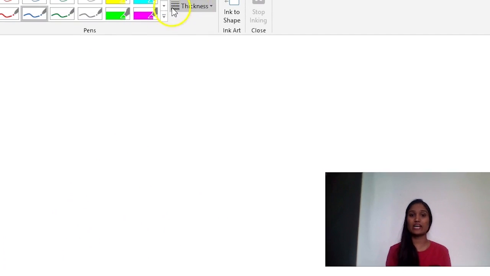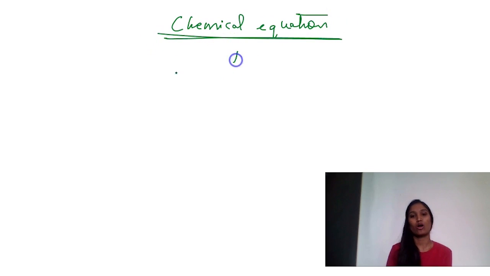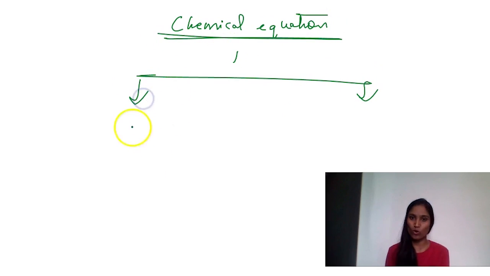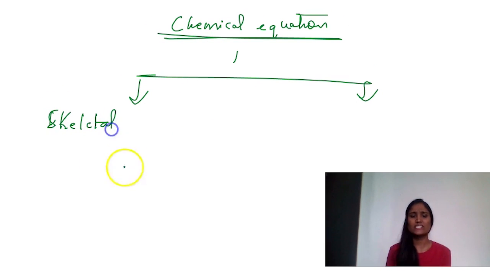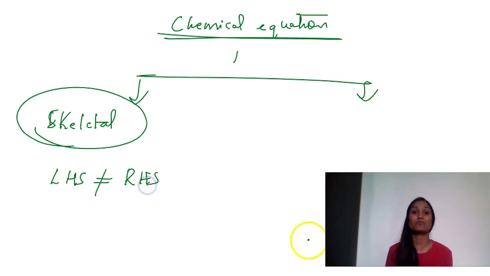So just in order to make things clear, I'm going to write everything that I have discussed in today's class so far. Okay, so the very first thing, I'm talking about chemical equations. And this chemical equation can be of 2 types, of which one is a skeletal chemical equation. What's a skeletal chemical equation? A skeletal chemical equation does not follow the law of conservation of mass, in which the number of atoms on the left hand side is not equal to the number of atoms on the right hand side. Are we clear?